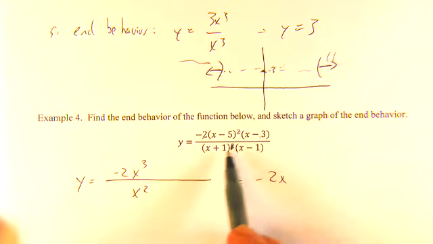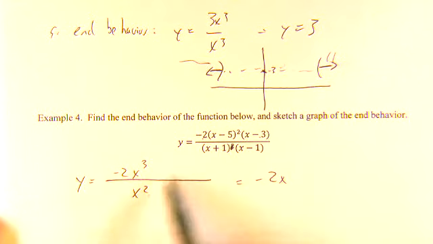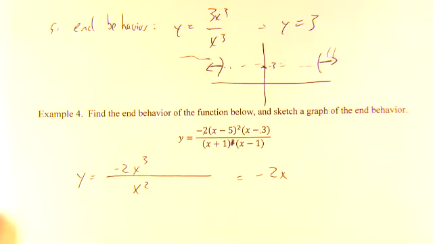So I've got 3 factors in the top, 2 factors in the bottom. So I have an x squared in the bottom, a minus 2x cubed in the top. Cancel out as many x's as you can, you get a minus 2x.